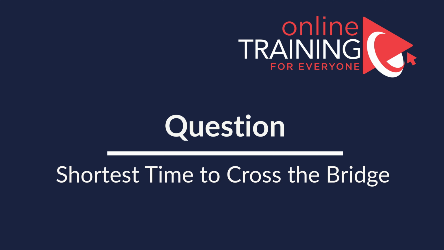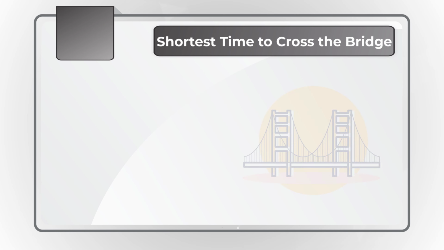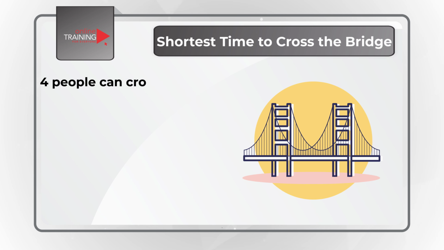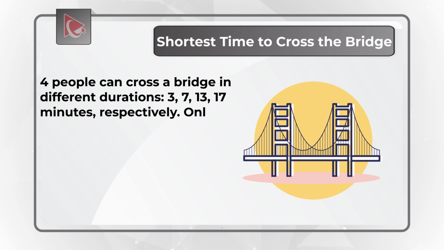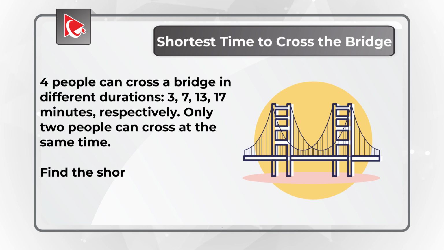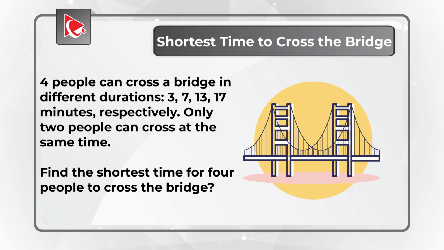Here's an opportunity for you to try your skills and solve the challenge. You need to determine the shortest time to cross the bridge. 4 people can cross the bridge in different durations, 3, 7, 13, and 17 minutes respectively. Only 2 people can cross the bridge at the same time. You need to find the shortest time for 4 people to cross the bridge.